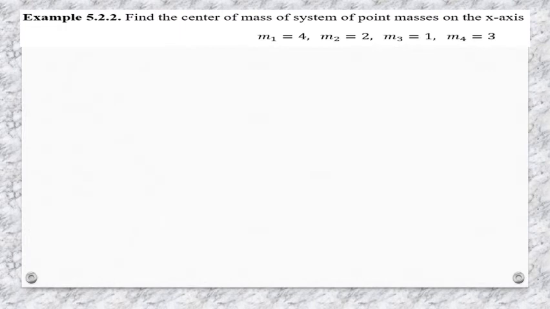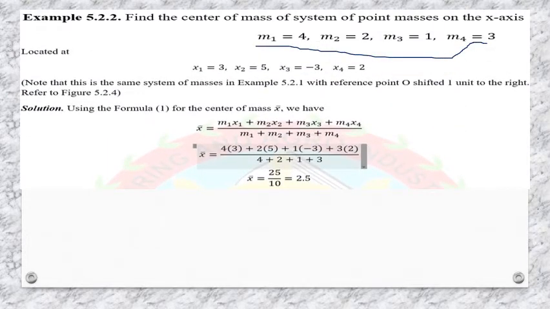Find the center of mass of system of point masses on the x-axis. So, the same pa rin ng masses doon sa first example natin, located at x sub 1 equals 3. So, magkaiba na sila ng distances. Okay, located at 3. X sub 1 is 3, and then x sub 2 is 5, x sub 3 is negative 3, x sub 4 is 2. So, ibig sabihin nun, it doesn't matter kung mabago yung distance ng given natin na masses, kahit the same pa rin yung given na mass natin. So, this time, sa m sub 1, it is located at x sub 1 equals 3. Sa m sub 2 naman is located at x sub 2 equals 5.